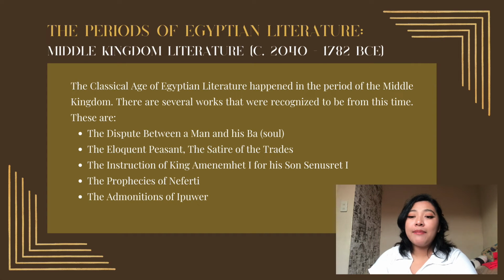Moving forward, we have the Middle Kingdom literature, which occurred in 2040 to 1782 BCE. The classical age of Egyptian literature happened in the period of Middle Kingdom. There are several works that are recognized to be from this time. These are the dispute between a man and his ba, the eloquent peasant, the satire of the trades, the instruction of King Amenemhet I to his son Senseret I, the prophecies of Nefertiti, and the admonitions of Ipuwer.